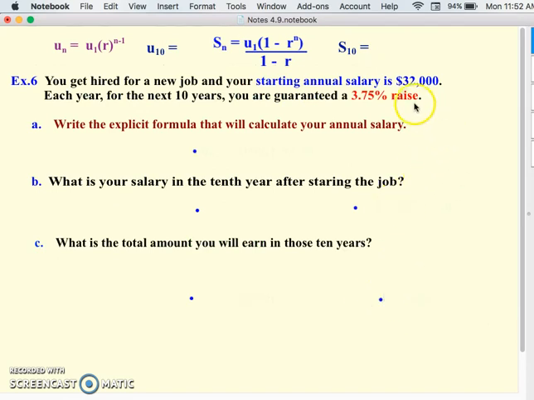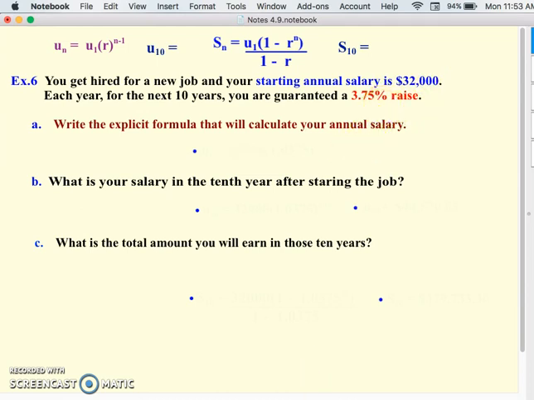Okay, well, let's put this into the form of a word problem. So you're getting hired to do a new job. Your starting salary is $32,000 a year. Each year for the next 10 years, you're guaranteed a 3.75% raise. Write an explicit formula, and then use it to answer some questions. So to do the explicit, a couple things we'd have to know is what's the u sub 1, which would clearly be $32,000, my first year's salary. And what is the common ratio?